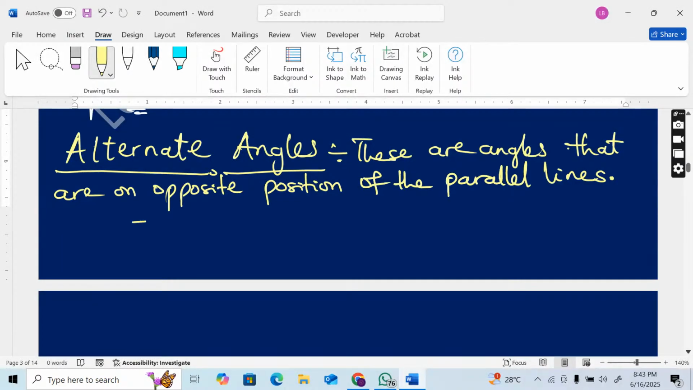Now look at the two parallel lines moving towards the same direction with a transversal. So I have M right here as an angle.